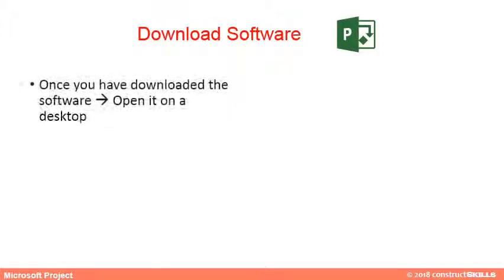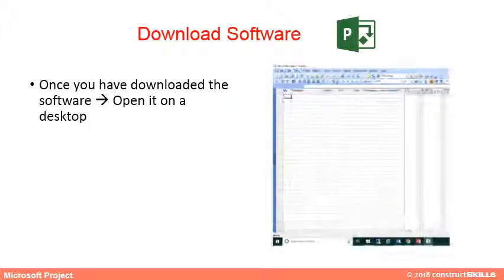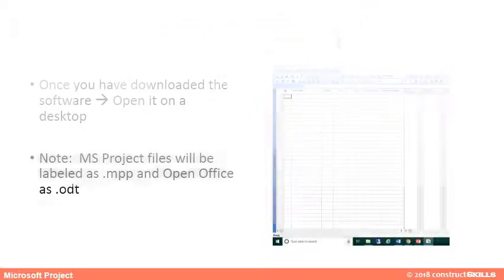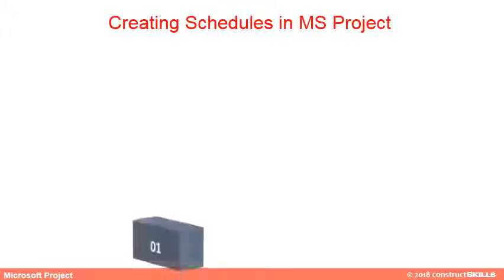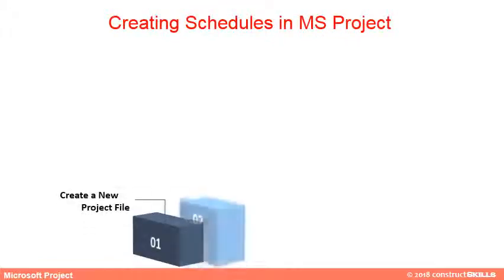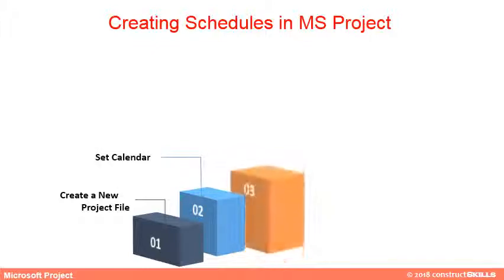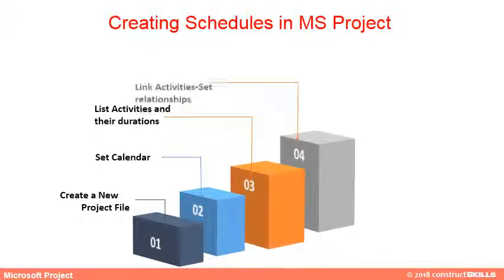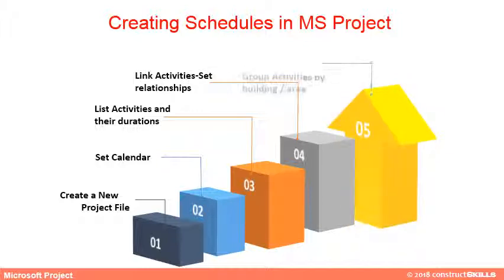Upon downloading the software, open it on a desktop. Look out for the P sign. To be noted, MS Project files will be labeled as .mpp and OpenOffice as .odt. The basic steps involved in creating the first schedule are creating a new project file, setting the calendar, listing all the activities and their durations, and linking activities and grouping relationships as per assigned relationships.